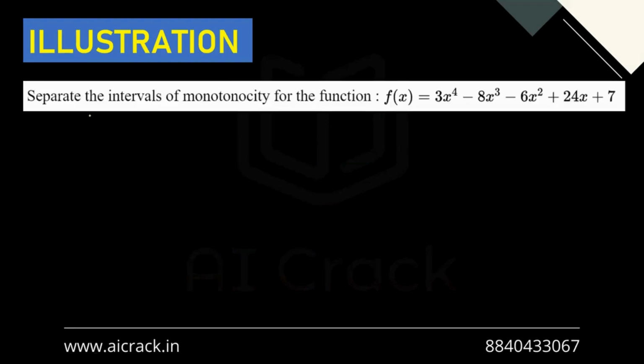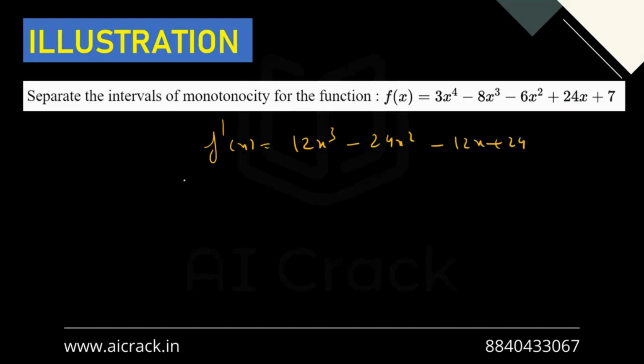And now let's solve this last example. Separate the intervals of monotonicity for the function f(x) equals 3x raised to power 4 minus 8x cube minus 6x squared plus 24x plus 7. Okay. Now we can see that this is also a differentiable function because it's a polynomial function, right? So we'll be using the same method. So f dash x, that would be 12x cube minus 24x square minus 12x plus 24.